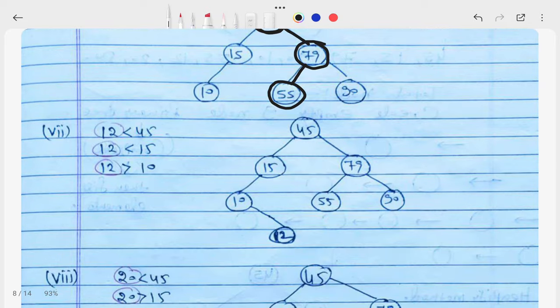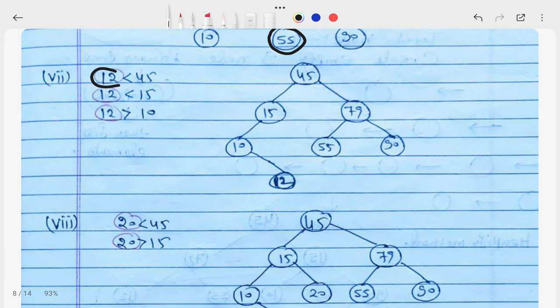Now next insertion is 12. 12 will ask to the 45. It is smaller, you will go to the left side. 12 is less than 15, so you will go to the left side. Again 12 is greater than 10, so you will go to the right side. So this is the diagram of my binary search tree.